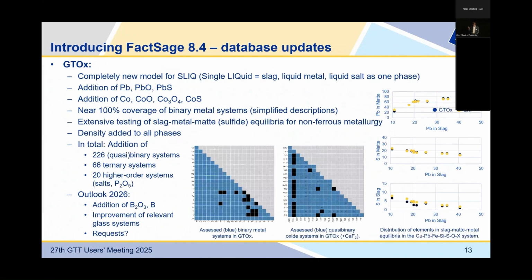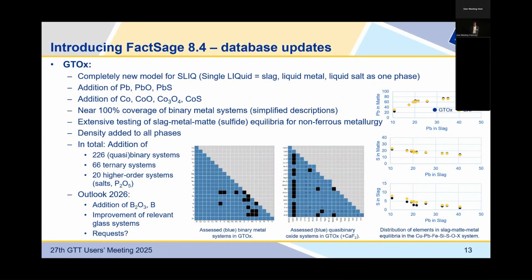Then a little bit more information on the GTOx database. We introduced 1.5 years ago, in the last update, a completely new model for the single liquid phase, which we have called SLIC, standing for single liquid. That is a single liquid solution phase covering slag, liquid metal, liquid salt, all modeled as a single phase, which is far from trivial to do.